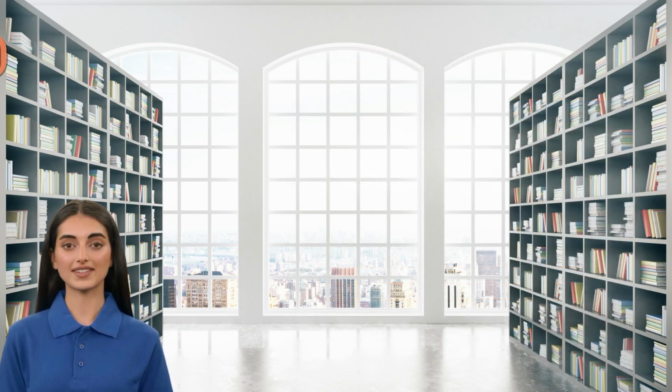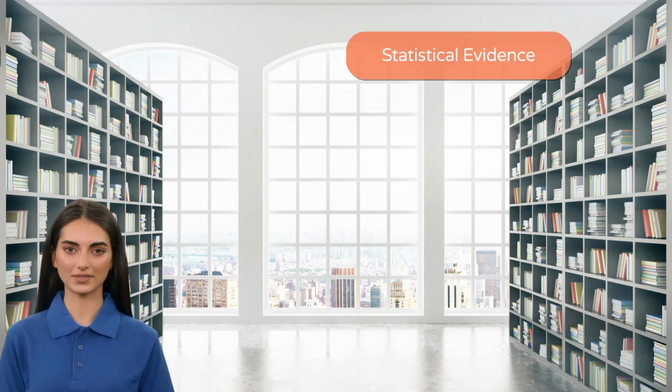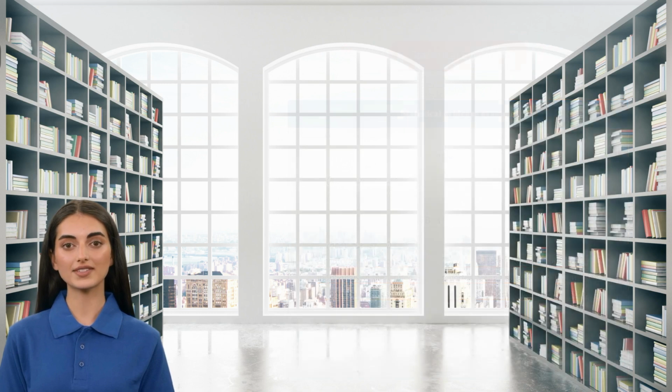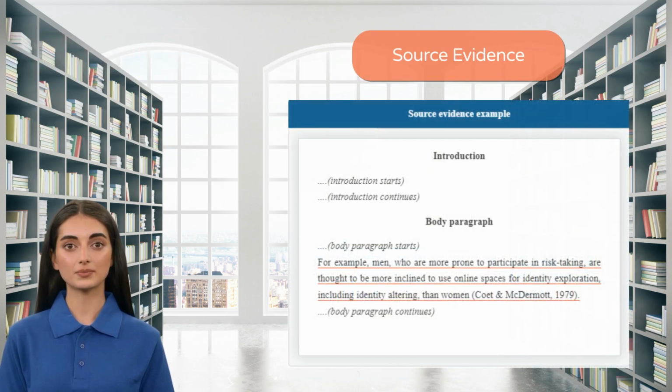We can also use statistical evidence to support our claims. These are statistical facts gathered from reliable sources related to our subject. In this example, the writer mentions the percentage of Americans feeling stressed based on government research. The last type of evidence we'll see is the source evidence. These are simply quotes from secondary sources written by field experts. As you can see, this statement mentions previous research highlighting how men tend to change their identities online.